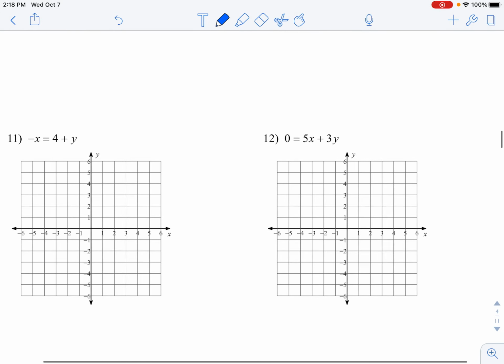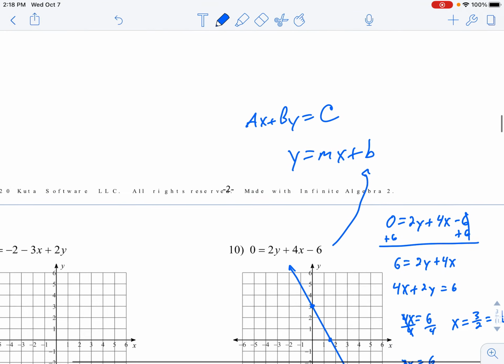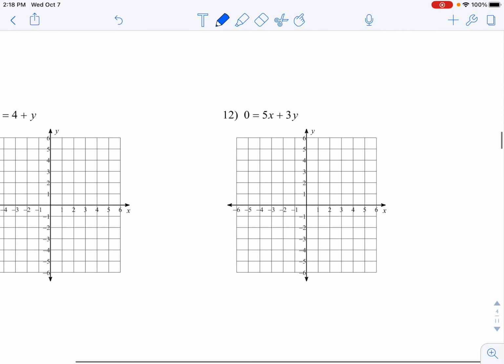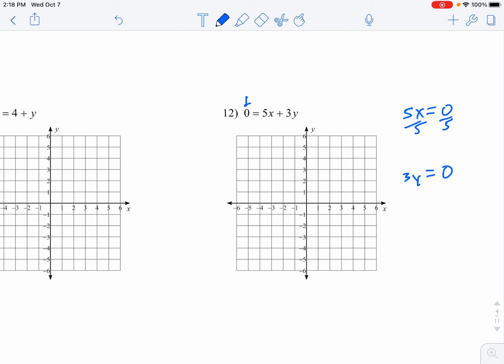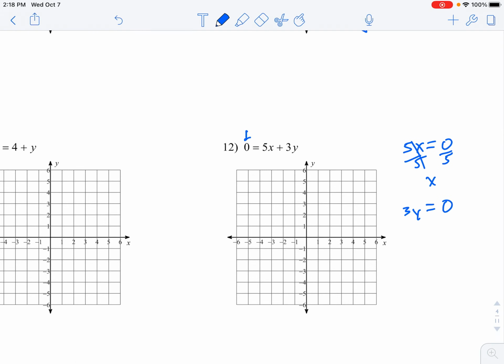Oh, number 12. Number 12 is in standard form. So let's look at this. Okay, so take the x term, 5x, set it equal to the constant, and take the y term and set it equal to the constant. And then solve them both. You get x equals 0.